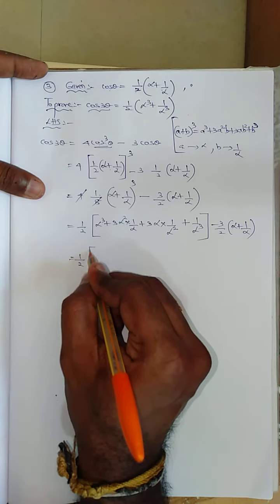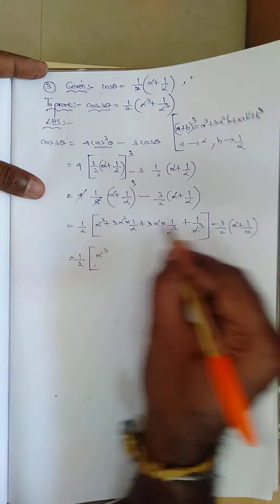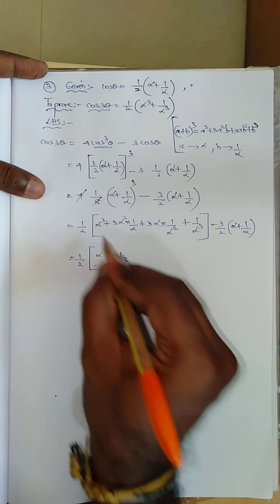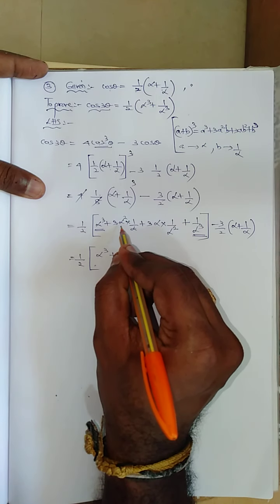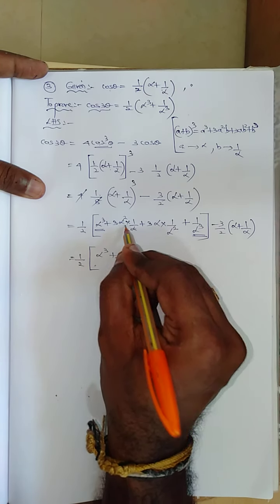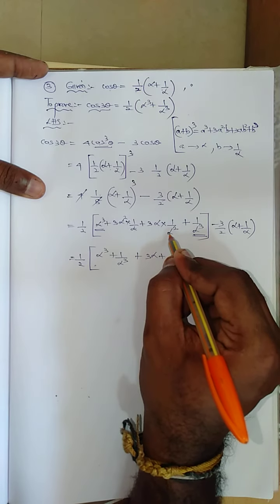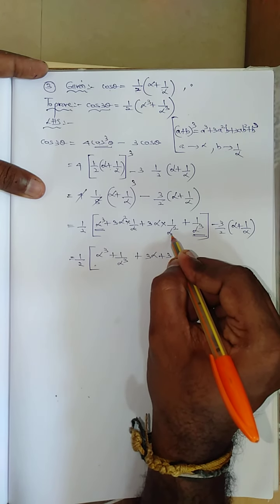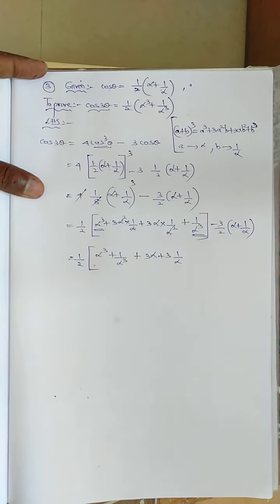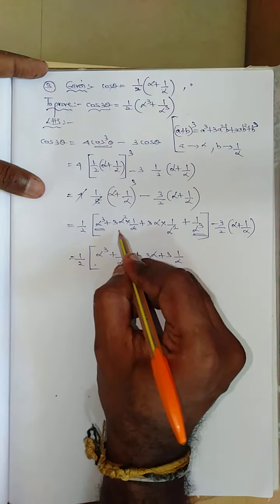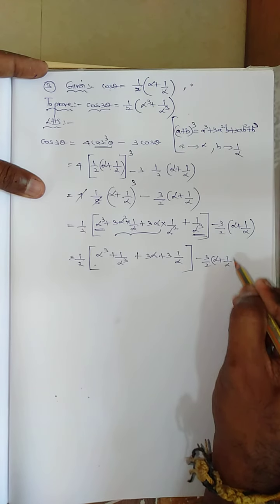So 1 by 2 put as it is. Write alpha cube, after this 1 by alpha cube. Both can be cancelled: here alpha square, here alpha. What you get? 3 alpha plus 3 by alpha. I am taking this 2. Alpha square by alpha cancels, leaving alpha. So close the bracket. Minus 3 by 2 (alpha plus 1 by alpha).